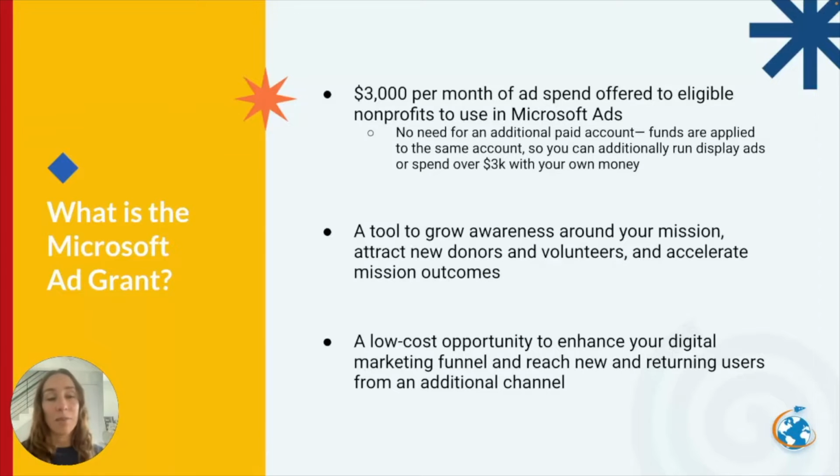So you can have $3,000 off and just keep it at that. Or if you want to spend over 3K, you can spend your own money in the same account. You can also run display ads within this account along with search ads. Similar to the Google Ad Grant, it is a tool used to grow awareness around your mission and your organization, and also to attract new donors, volunteers, and find brand advocates that are going to be enrolled with your mission.